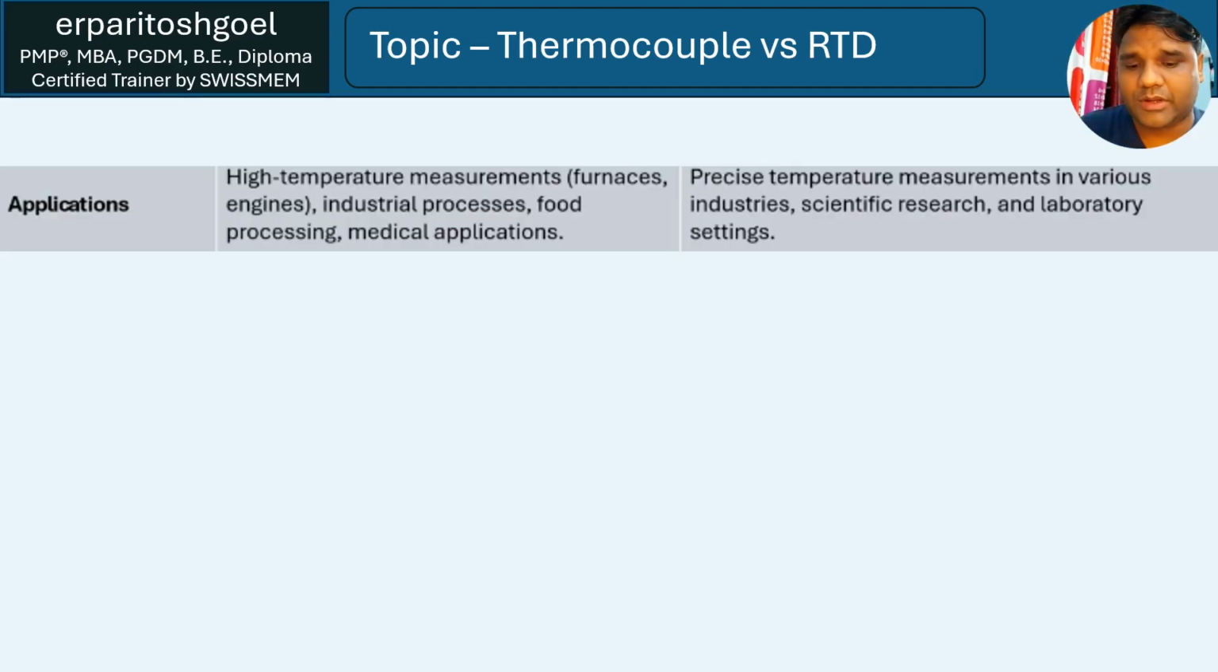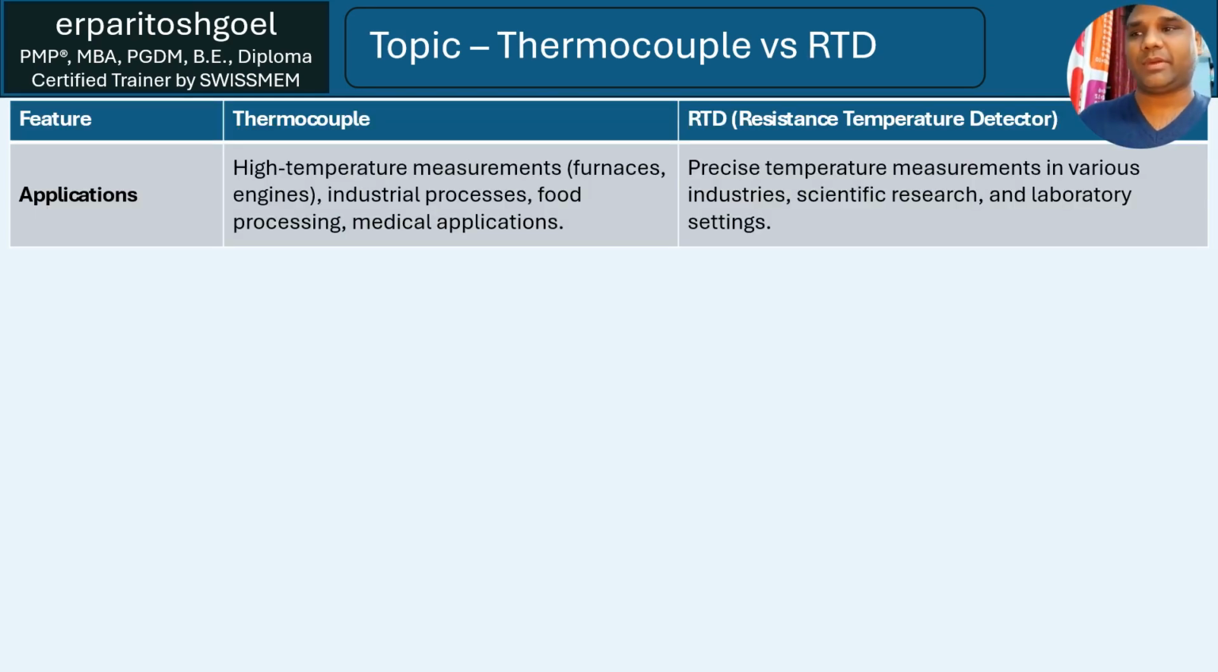Other differences are like application. Thermocouples are generally meant for very high temperature measurements, which are there in furnaces, engines, boilers, or other medical applications, right? While RTD is generally used for industries where the temperature goes up to 250, 300, 350 degrees Celsius. It is used for industries, scientific research and laboratory purposes.